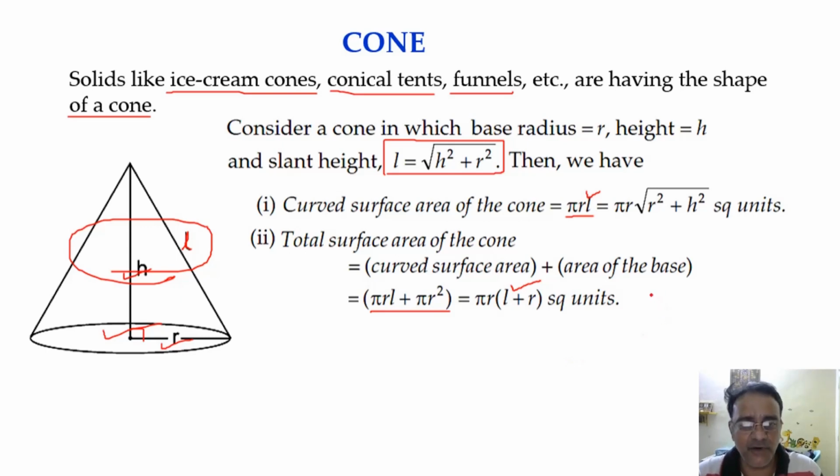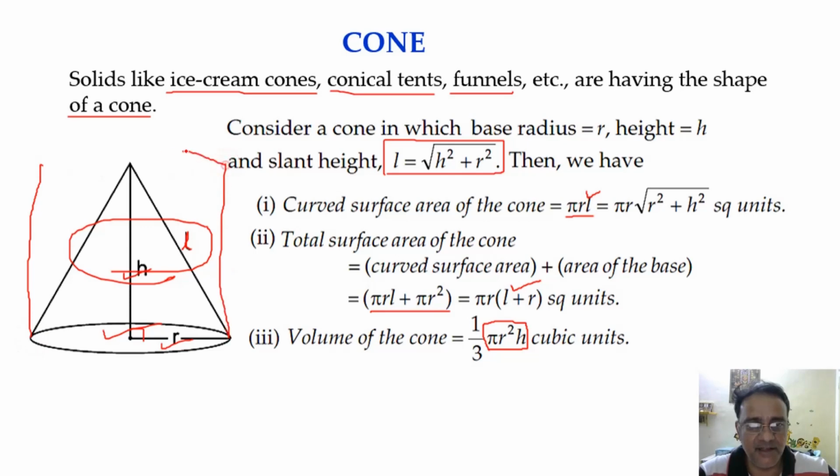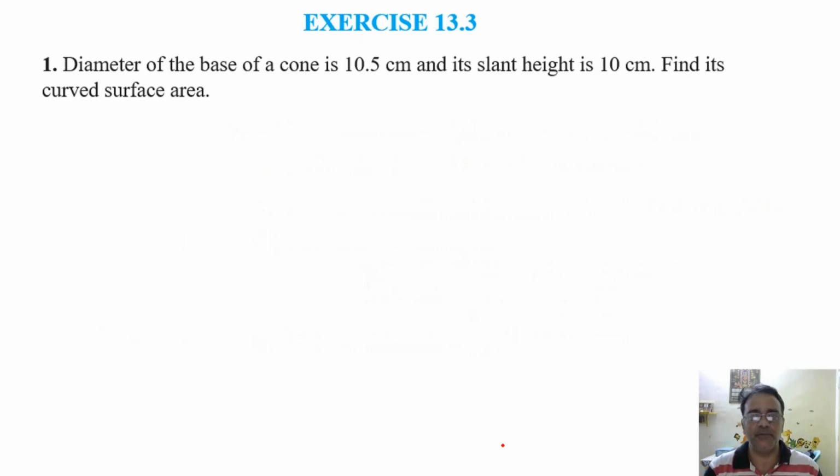Okay, now the third formula is volume. Volume is equal to 1 by 3 pi r square h. Pi r square h is the formula for the volume of a cylinder. So if we make a complete cylinder of the same height, the volume of the cone will be 1/3 of the complete cylinder. Okay, so now we are going to start the exercise with first question 13.3.